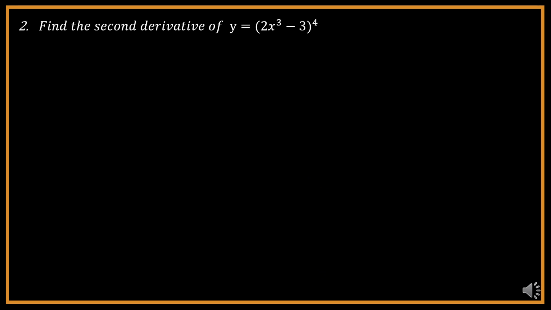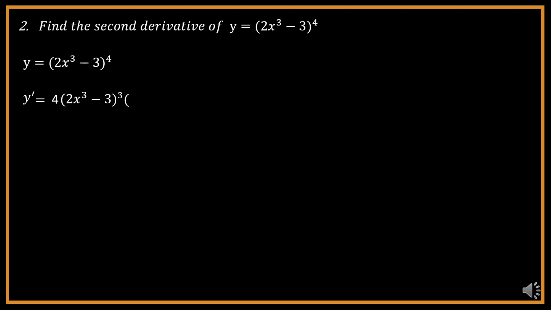Problem number 2. Find the second derivative of y equals the quantity 2x cubed minus 3, closed quantity, raised to the 4th power. To determine the derivative of this, use the power formula. The derivative of y with respect to x, or y prime, is equal to, just copy the exponent, which is 4, multiplied by the base, which is 2x cubed minus 3, and subtract 1 from the exponent, and it becomes 3.